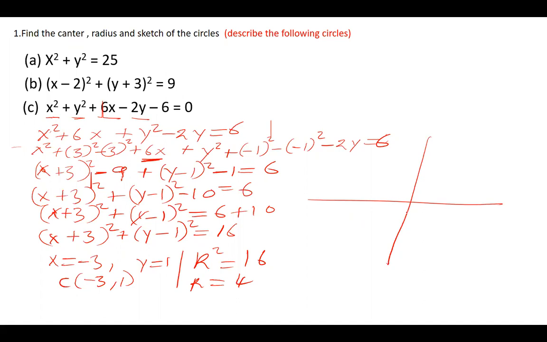I'm sure sketching is not a problem. Our radius is 4, and our center is -3, 1. So -3 meaning we're going this side 3 steps. So -3, then 1. So 1 there. So we're going to have our center somewhere there. Yeah, so I'm sure sketching is not a problem. Most of us can do the sketching.